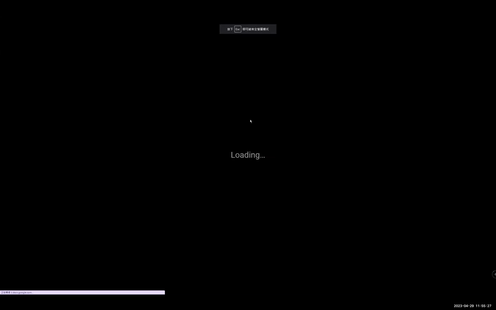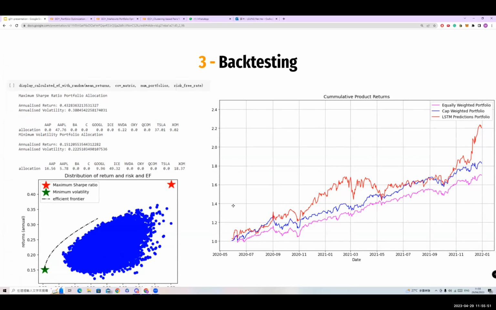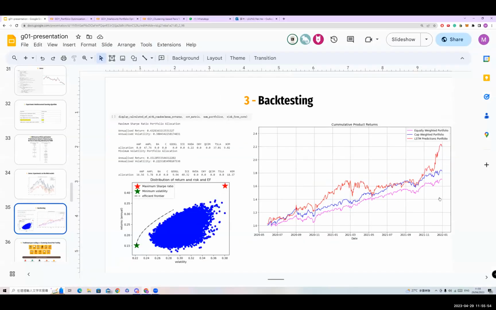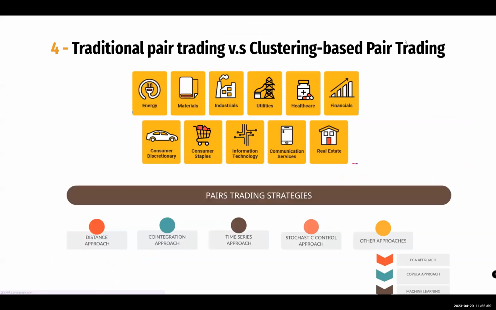Okay, so here are the backtesting results. We can see the return and also the volatility here. And here is a demonstration of the distribution of the return or risk of the portfolio. And here is the cumulative return. You can see the cumulative return is actually 120% in 2 years, which is not a bad performance. I will compare the different models at a later stage. So let's get into the last model first.